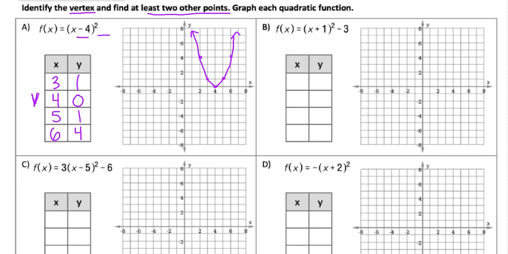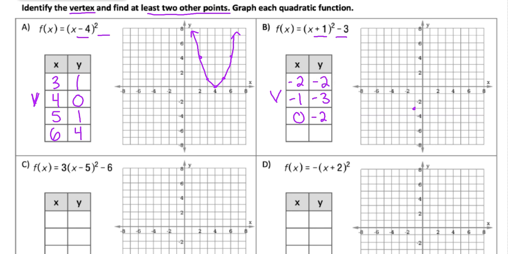Okay, let's look at B now. My vertex for this one is at -1, -3. So -1, -3 on my graph. Then again, I'm going to pick some points around that. So maybe -2 and 0. When I plug those in, I get out -2.